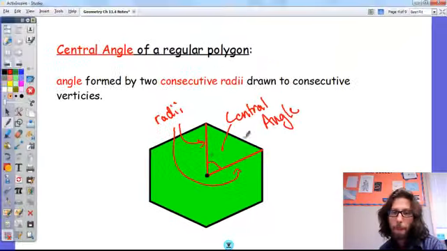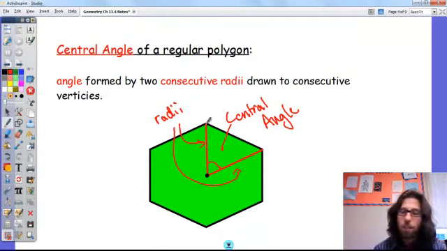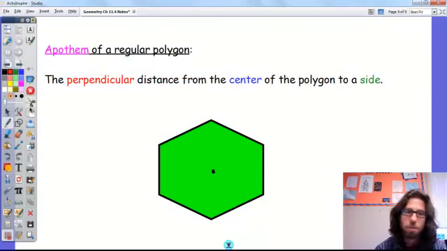Again, just keep in mind that if we were to put a circle around this, it's going to end up being the same exact definition as when we were working with circles.